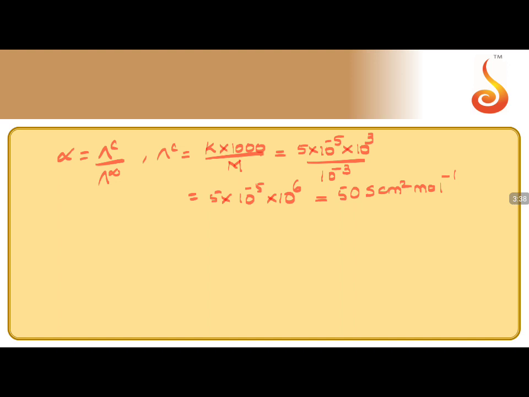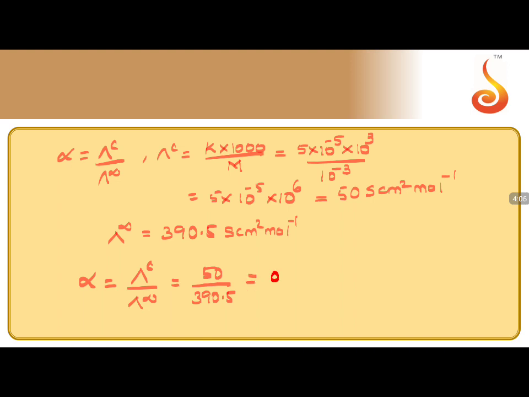Coming to this, we have lambda c. They have also given lambda infinity to us, that is 390.5 Siemens centimeter square mole inverse. So using this, we can find alpha, which is equal to lambda at concentration C over lambda at infinite dilution. This can be written as 50 by 390.5. Approximately you will be getting a rough answer of 0.128, somewhere around this.